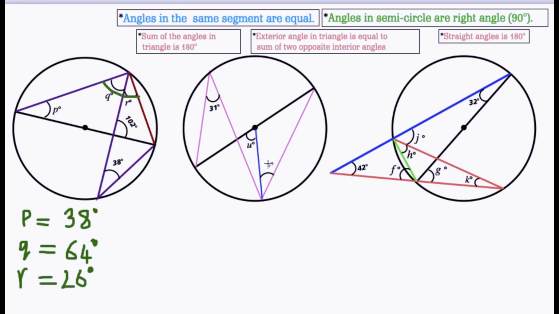For this circle, we have 31 degrees at the segment, we have angle U at the center of the circle, and we have angle V here. This angle U at the center of the circle is equal to 2 times the angle at the circumference. We have done this lesson in the previous video, so you can check it out in this video up here. Now U is equal to 31 times 2, which is 62 degrees.